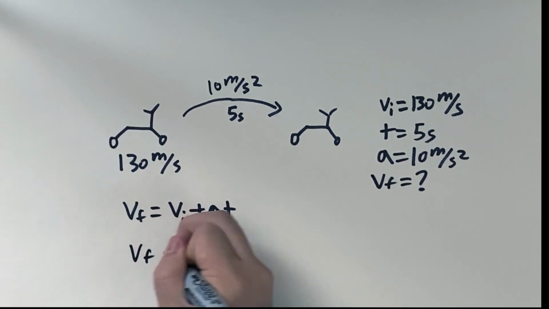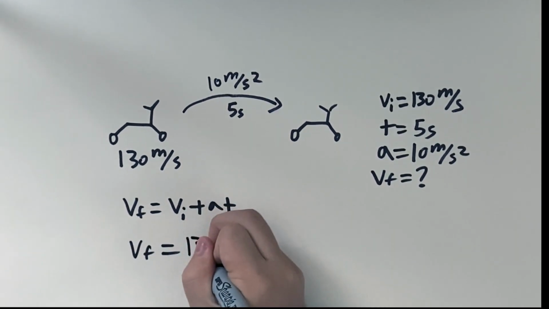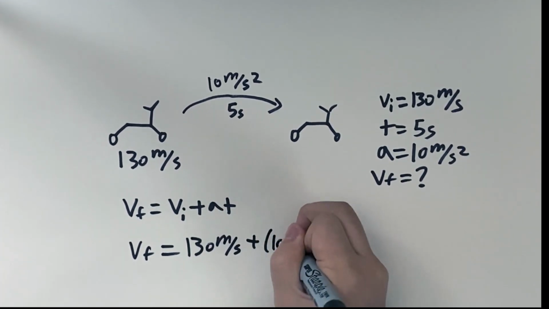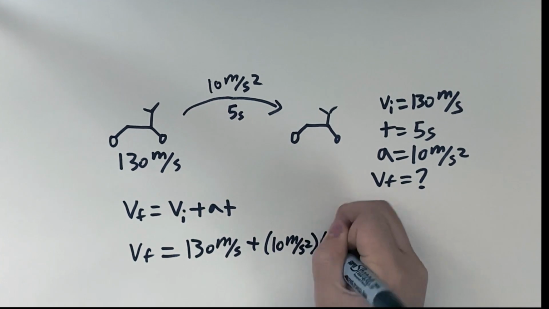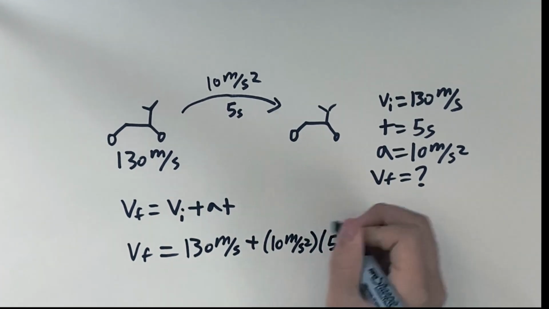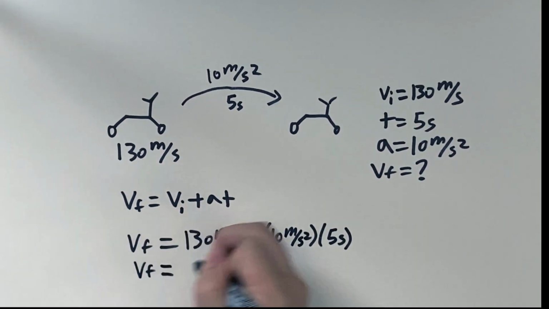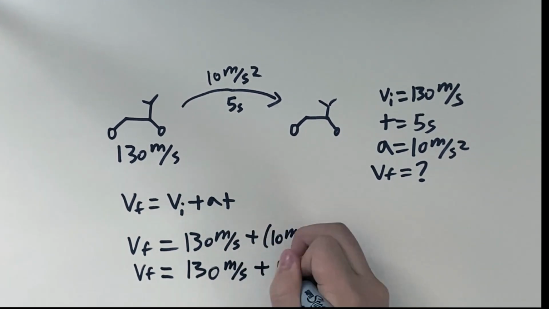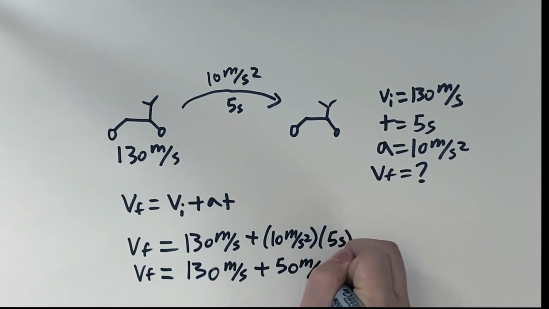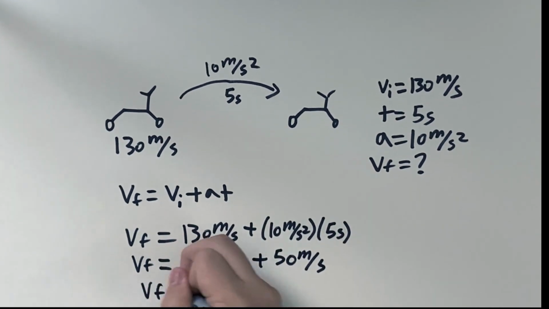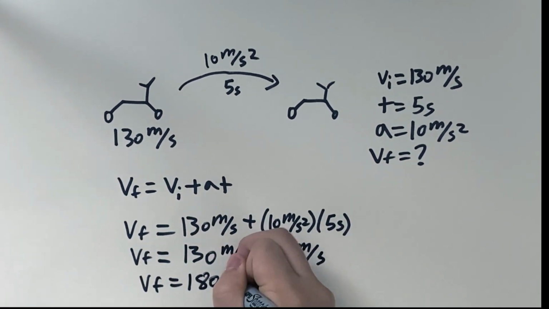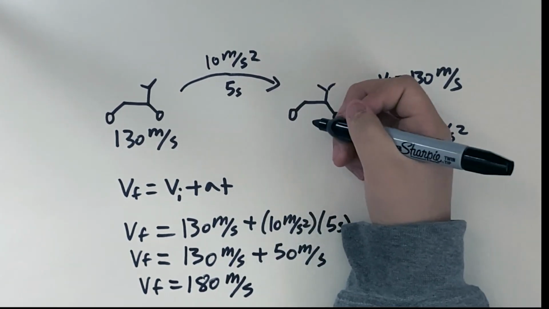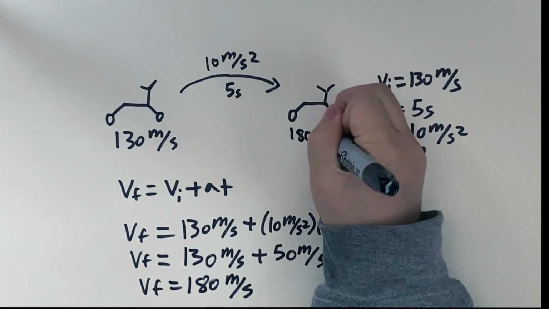The Vf is equal to 130 meters per second plus 10 meters per second squared times 5 seconds. This becomes Vf is equal to 130 meters per second plus 50 meters per second. So the final velocity is equal to 180 meters per second. So after 5 seconds, it will be traveling at 180 meters per second.